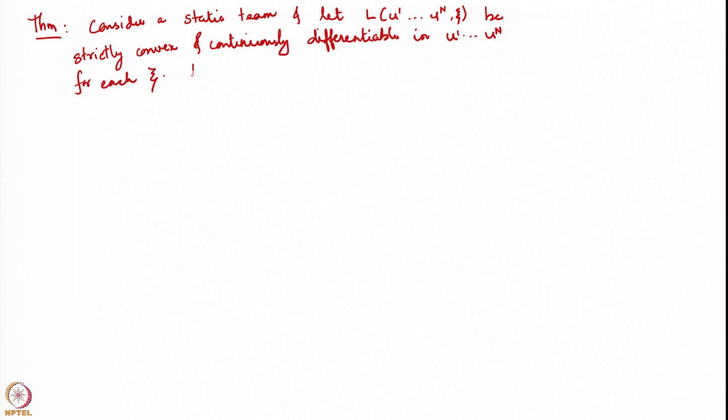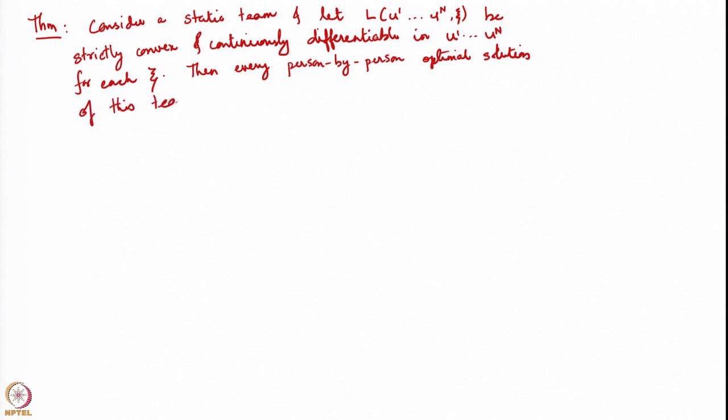Then in that case, every person by person optimal solution of this team is also team optimal. So, if you have this kind of a problem, then every person by person optimal solution is also team optimal.